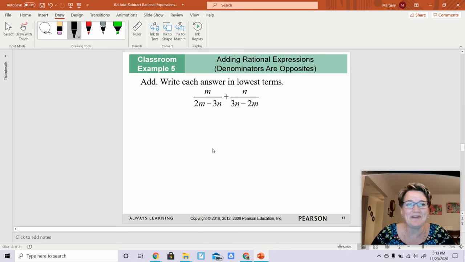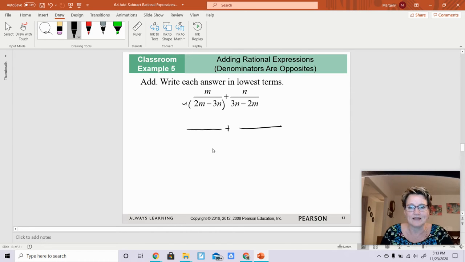Here we go. 6.4 video B, we are adding fractions, and we're going to write each answer in lowest terms. Before we go any further, I noticed that this is a positive 2m and this is a negative 2m. I noticed that this is a negative 3n and this is a positive 3n. I bet if I multiply this bottom part by -1, I can switch it. There's nothing I have to do to this one over here. But up here, I can do it to either one.